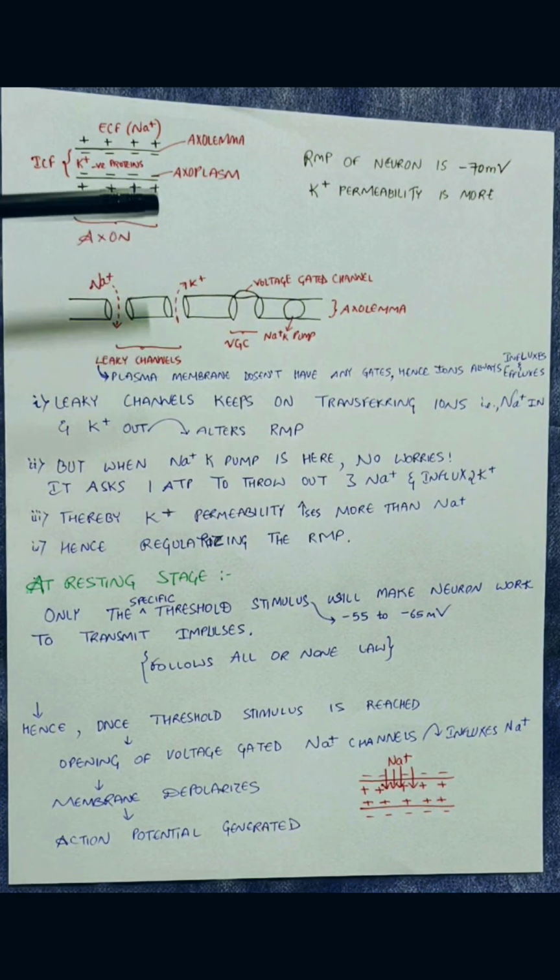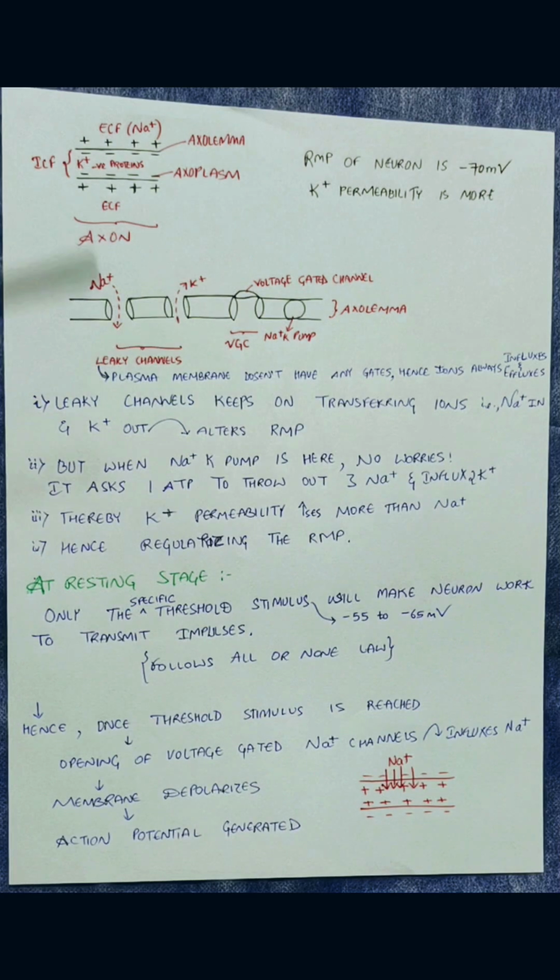But when the sodium-potassium pump is there, there is no worry, because it uses 1 ATP to throw out 3 sodium and bring in 2 potassium. Thereby potassium permeability keeps on increasing more than sodium, hence regularizing the resting membrane potential.